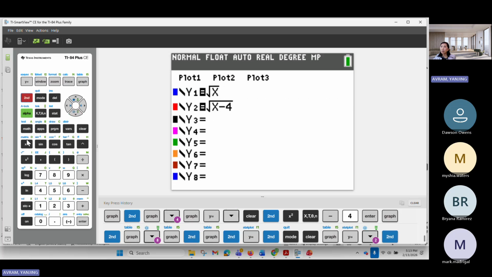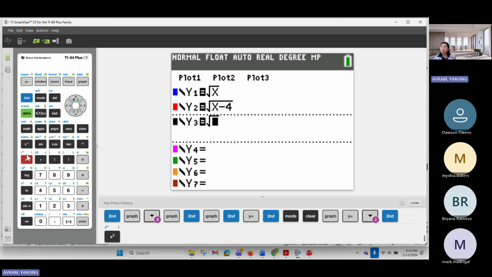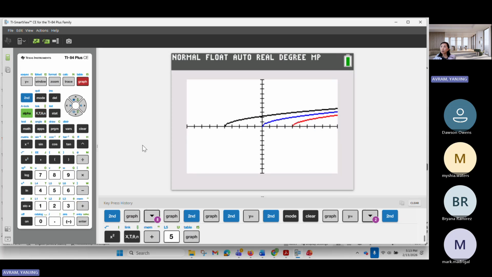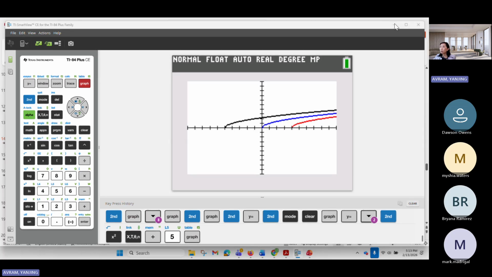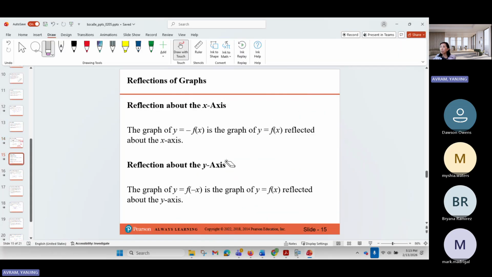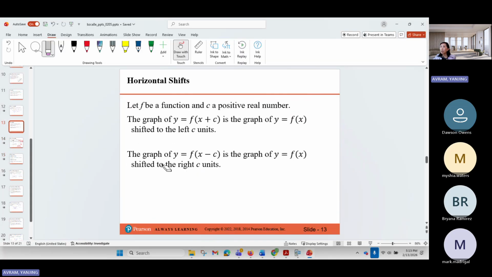Okay. So if I have this one, x plus, let's say plus 5. All right. And compared to the blue one, the y3 is moving to the left. Okay. So that is this one right here.